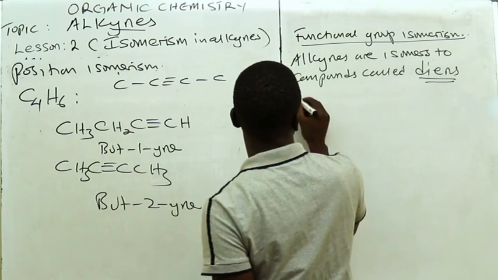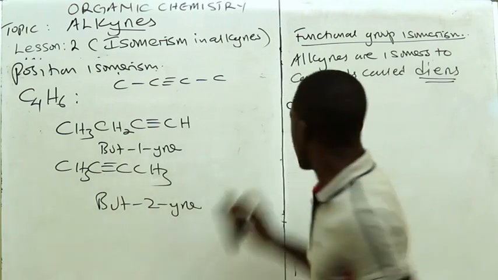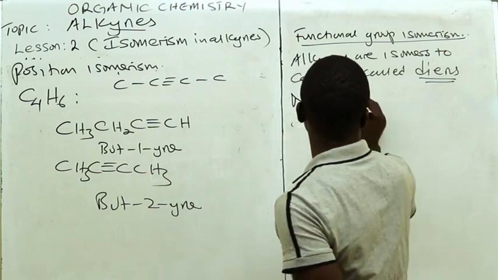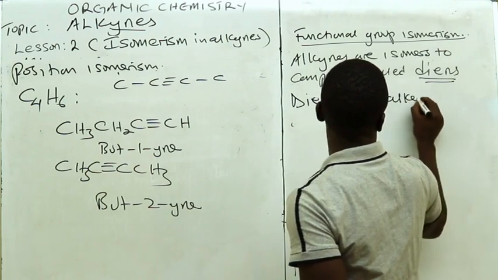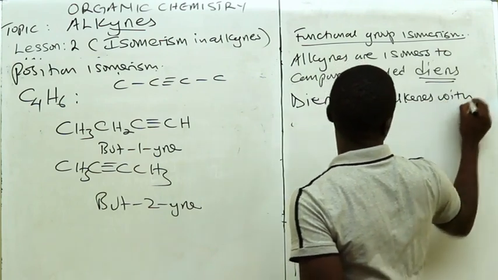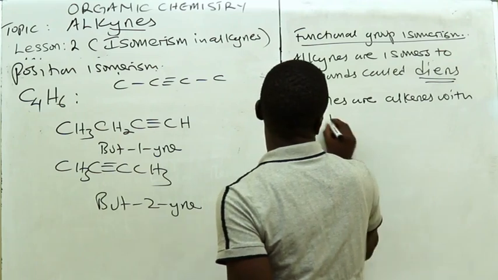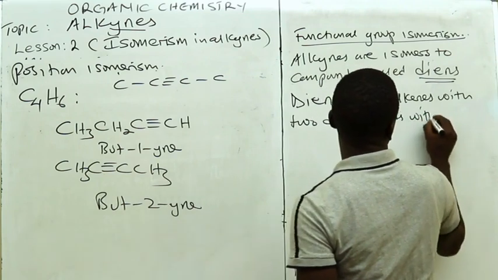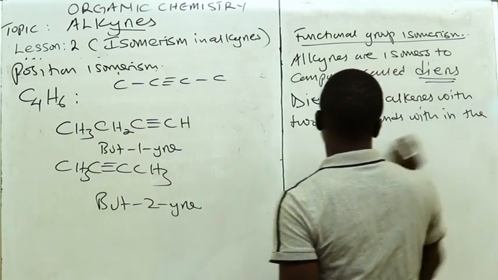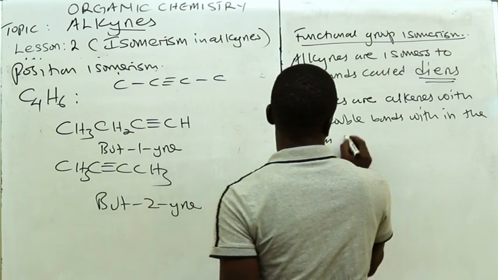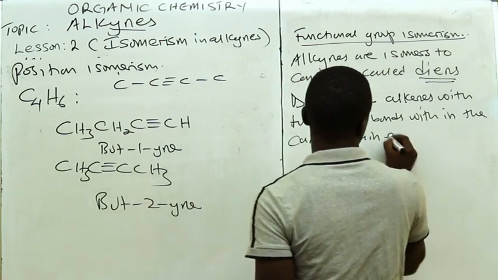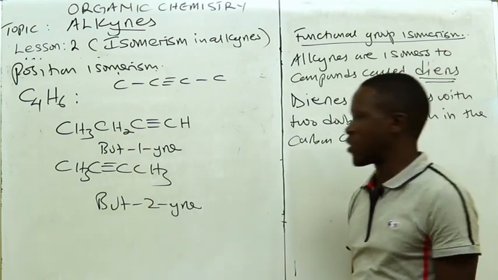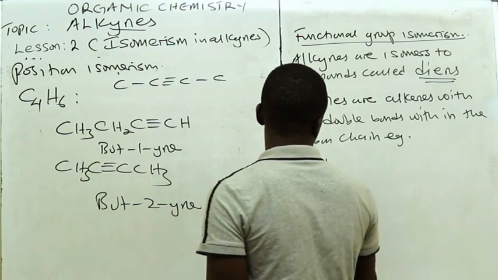These dienes, I can write that one here, that dienes are alkenes with 2 double bonds within the carbon chain. For example, this one can even start with as low as propane. For example, C3H4.